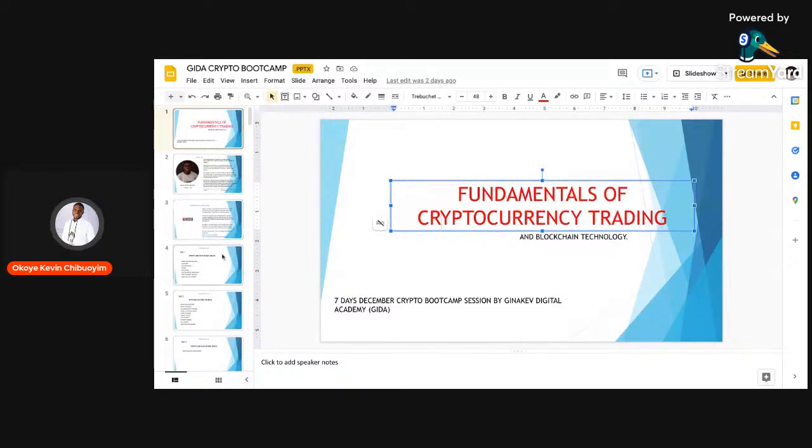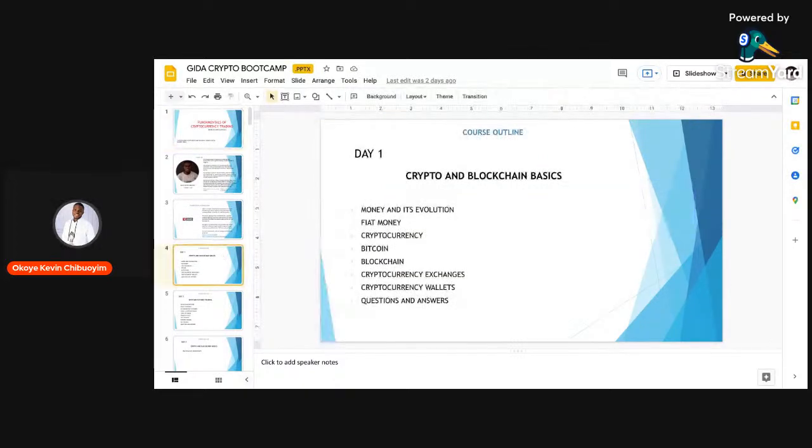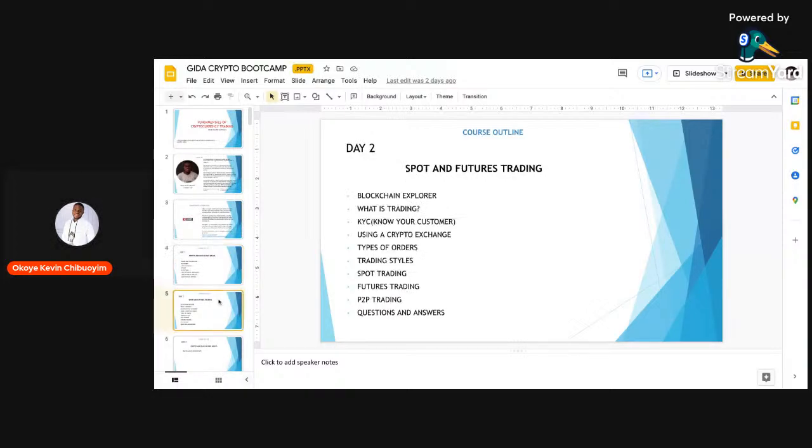Now, yesterday, we looked at the course outline, which covered money and its evolution. We looked at fiat money. We looked at cryptocurrency. We looked at blockchain. We looked at Bitcoin, crypto exchanges, wallets, and then we had some question and answer series. Now, for today, which is day 2 of this class, we're going to look at trading actually.